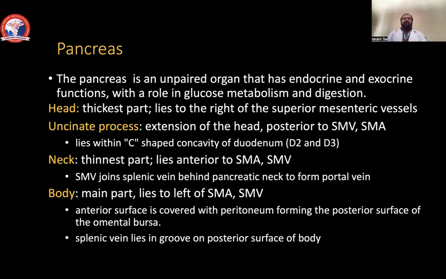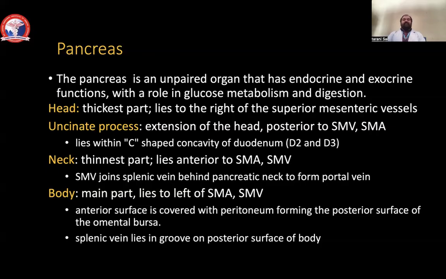Head. The thickest part lies to the right of the superior mesenteric vessels. Uncinate process, which is the extension of the head posterior to the superior mesenteric vein and superior mesenteric artery, and it lies within the C-shaped concavity of the duodenum, that is D2 and D3.